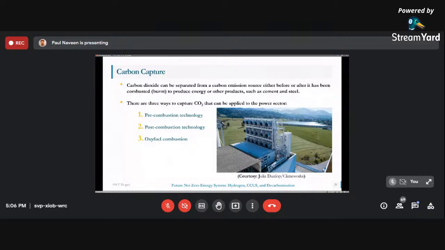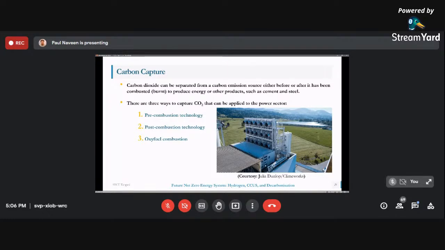This Julia Dunlop is one such pilot project which is currently operational in Norway. They are trying to use this pre-combustion technology. There are three available technologies to directly capture this carbon dioxide at the power sector: pre-combustion technology, post-combustion technology, and oxyfuel technology. I won't be talking much about them because each of them is a huge topic in itself.